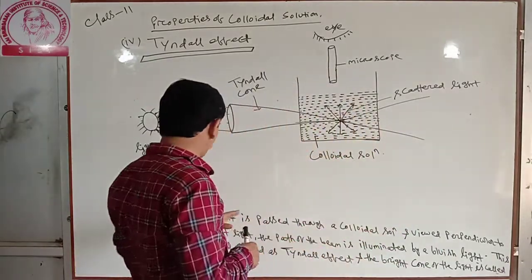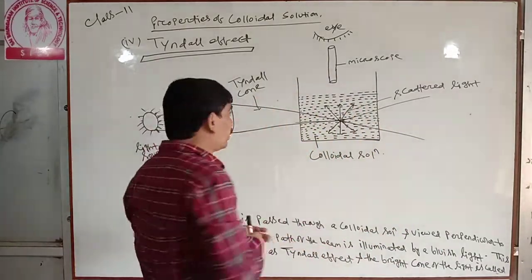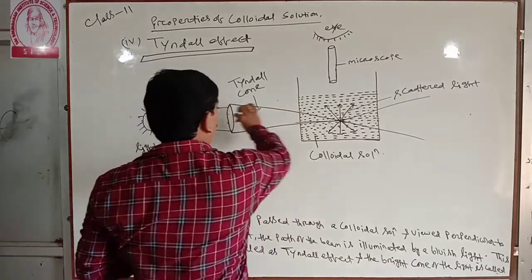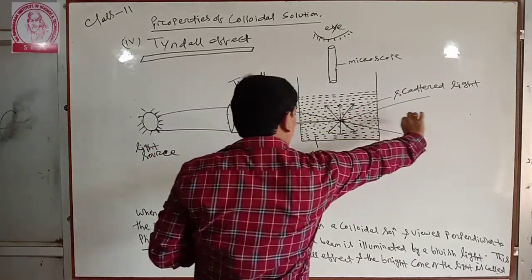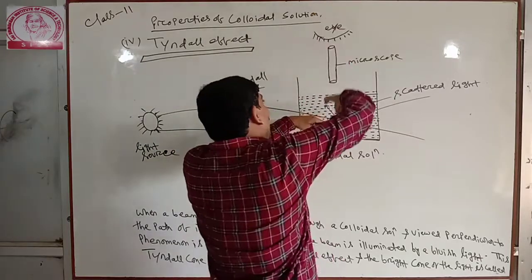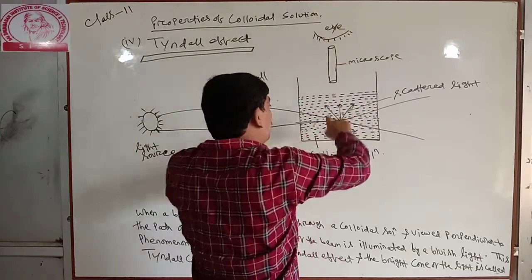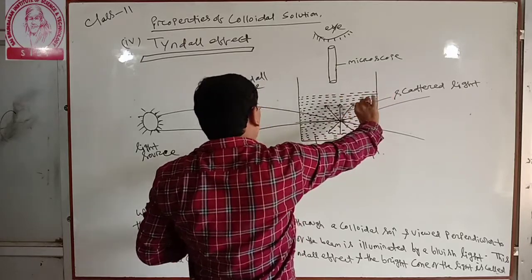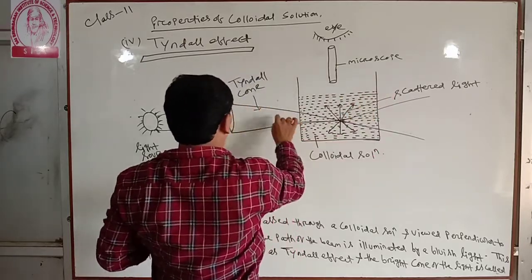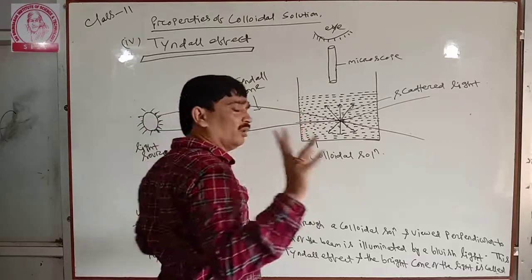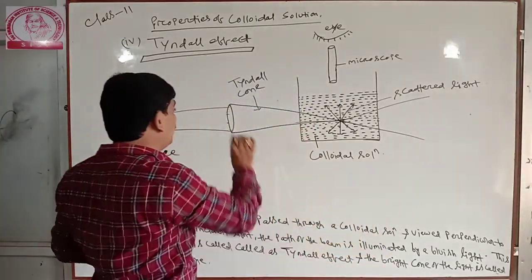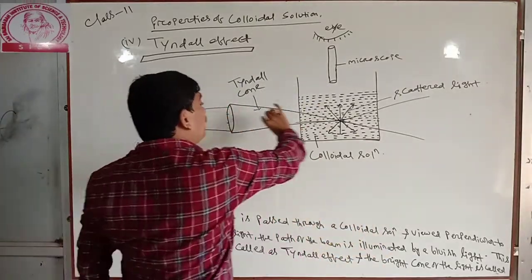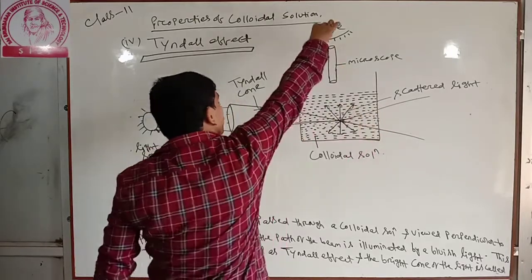Clear? So, first point: when a beam of light is passed through a colloidal solution and observed perpendicularly, scattering of light occurs. This effect is called the Tyndall effect. The cone of light that is produced is called the Tyndall cone.